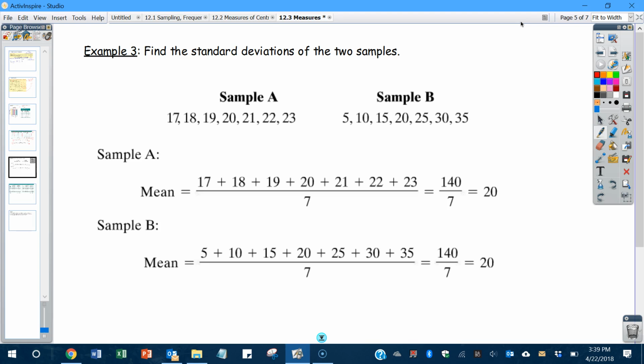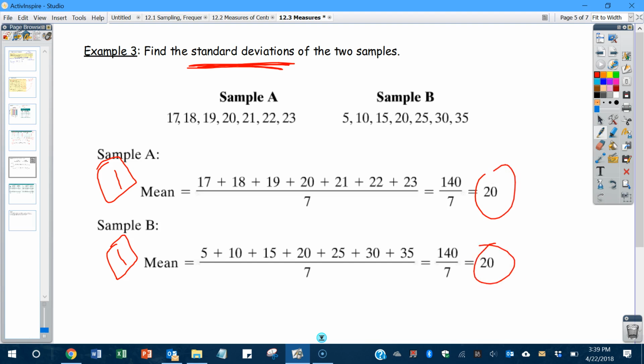Okay. We have 2 samples, sample A and sample B, and I want to find the standard deviations of both. To do that, I need to find the mean first. So step 1 is find the mean. There's the mean of each one. They both have mean 20. If you add them all up, divide by 7, add the second data set up, divide by 7, you get 20. That means that on average, both of those samples are the same.